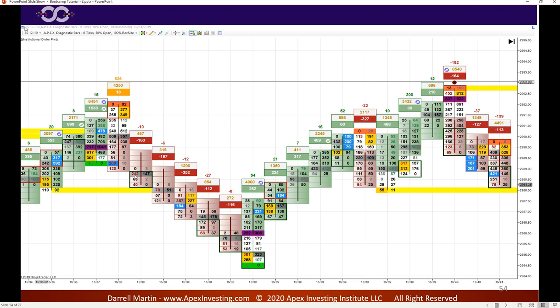Notice here as the market's coming down. So the market's going down. These orders on the left are the number of contracts that were sold. On the right, these are the number of contracts that were bought, right? Number sold, number bought. Number sold, number bought.